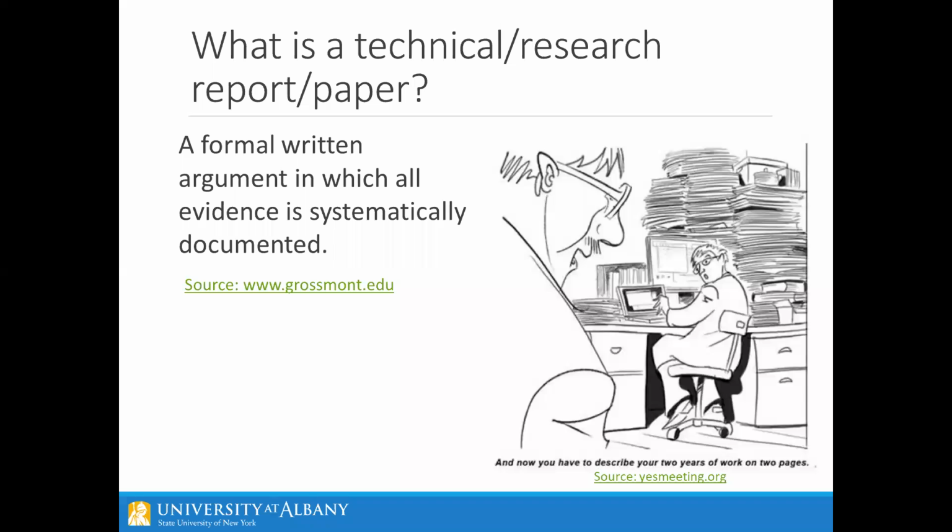In other words, a research paper or technical report is a formal written argument in which all evidence is systematically documented. And the keywords here are formal, argument, evidence, and systematically documented. So whatever you write, try to be as formal as possible. Formal could include writing in simple English language, easy to understand.